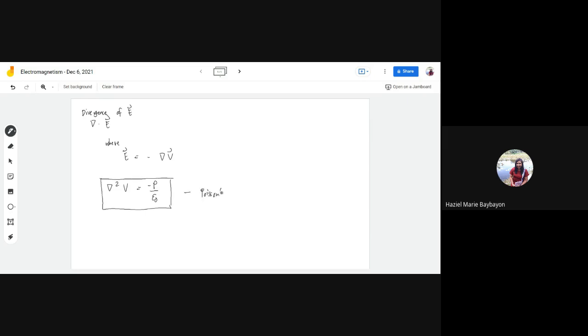Poisson's equation, and we also have this one. So if there is no charge in the region, then rho is equal to 0, such that we have the Laplacian of V is equal to 0. So we call this the Laplace equation.